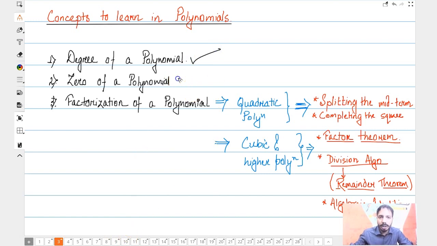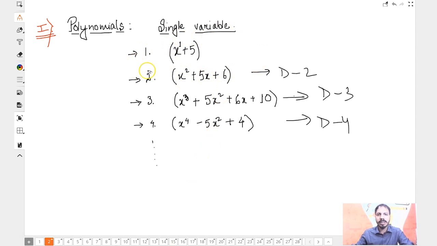The second thing is the zero of a polynomial. What is the zero of a polynomial? Let us understand it for a single variable. The zero means the value of the variable for which the polynomial becomes 0. For example, let us take this. If I equate it to 0, what will be the value of x so that this polynomial becomes 0? I can easily solve this. If x is equal to -5, and I put -5 here, the -5 and +5 will cancel each other, and I will have 0. The value of this polynomial becomes 0. That means -5 is the zero of this polynomial.